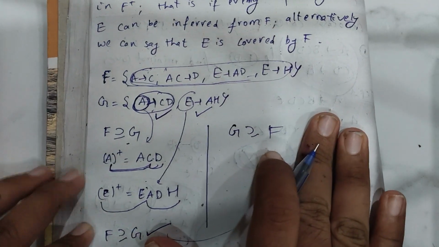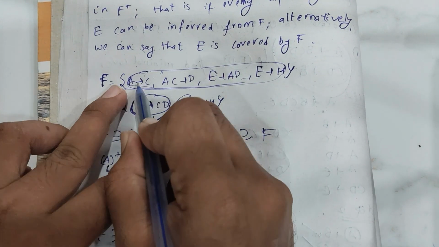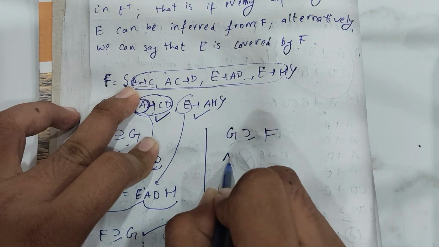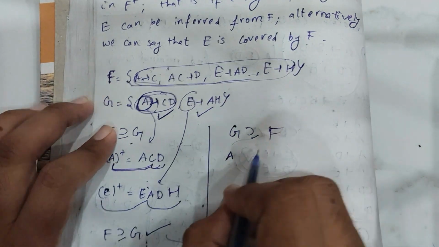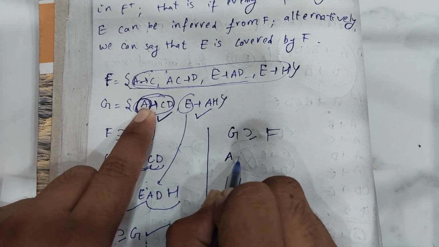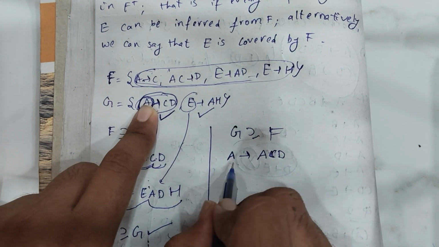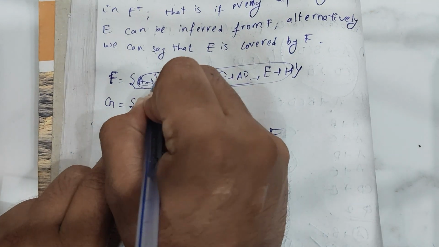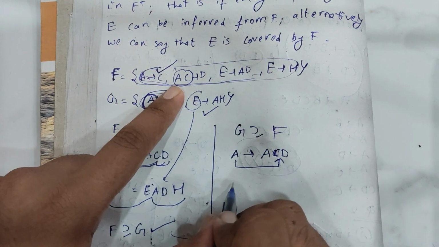In the same way we should check the other direction. Find the closure of A, but now take the dependencies from G. So find the closure of A in G. So A, C, D. Anything more? Nothing. So it has A to C. Done, it is covered.